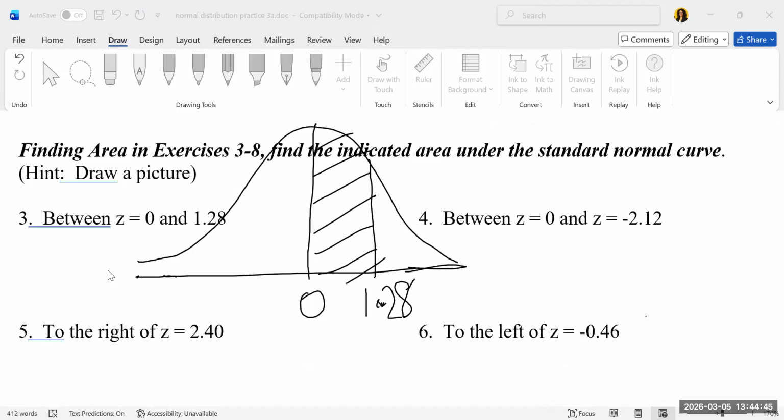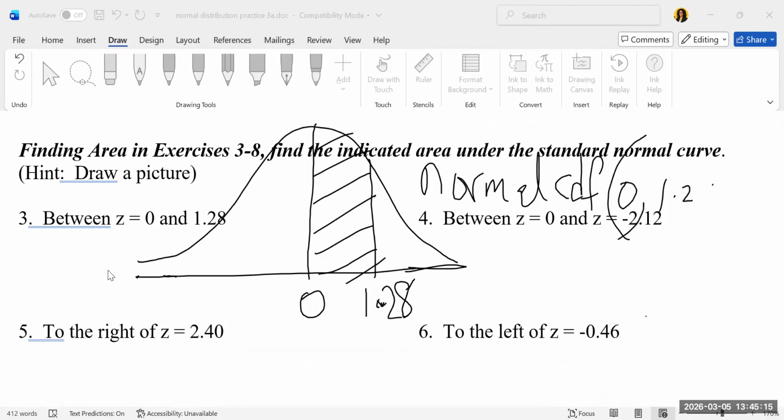This is called area between. If I'm looking for area between in my calculator, I will use normal CDF, normal cumulative density function. Remember, we just did binomial; this time it's normal CDF. Starting from the lower bound, the mean, to the upper bound, 1.28. The mean of a standard normal is 0, and the standard deviation is 1.